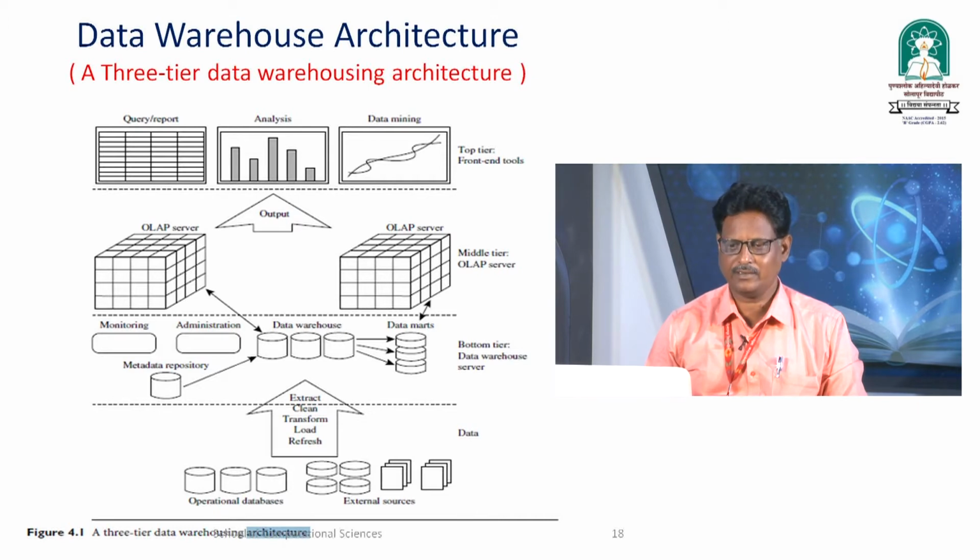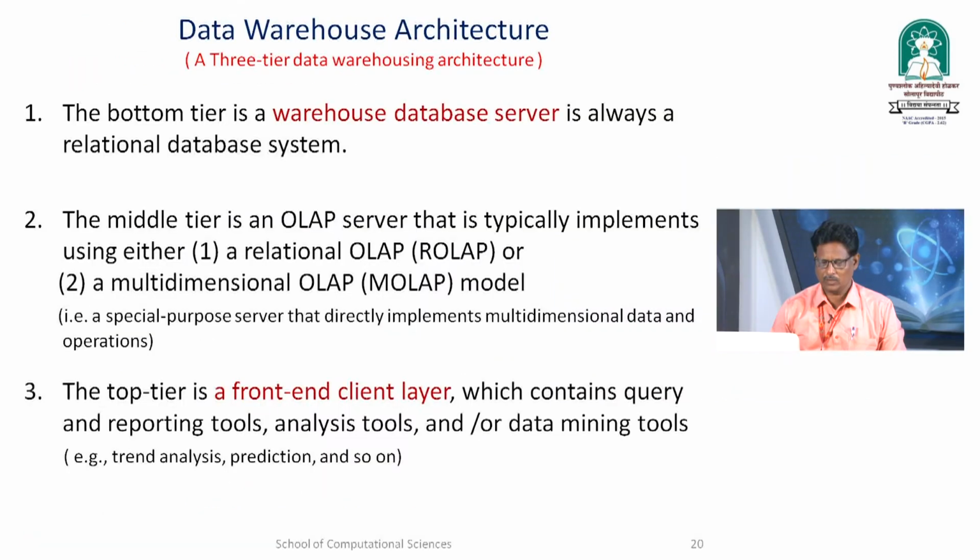In the figure you will find a data warehouse architecture which contains three major tiers. The bottom tier in the figure is the warehouse database server, which is always a relational database system. The middle tier is an OLAP server that is typically implemented using either a relational OLAP, that is ROLAP, or a multidimensional OLAP, that is MOLAP model.